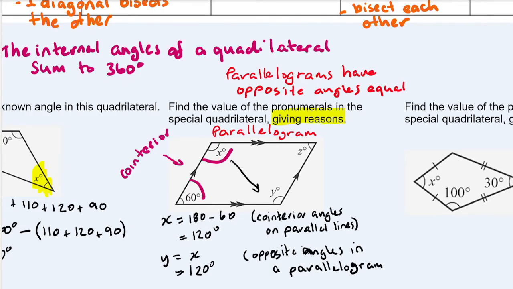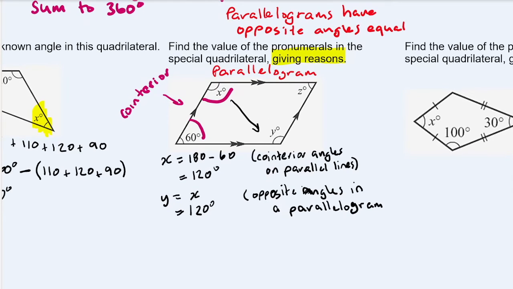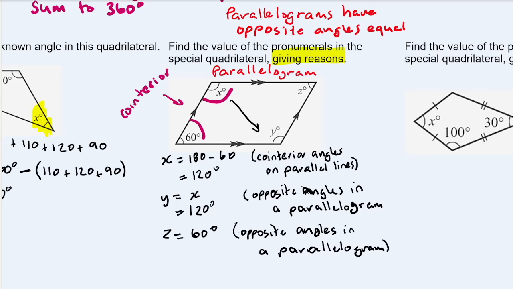And we can do the same thing with Z. Z equals 60, same reason. Opposite angles in a parallelogram. So always give those reasons and you'll be able to find these answers in these problems pretty simply, as long as you're looking for those reasons.